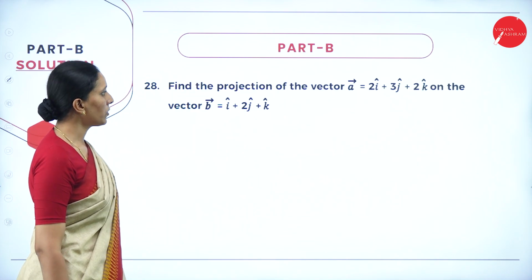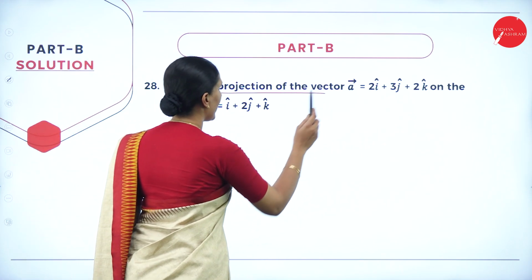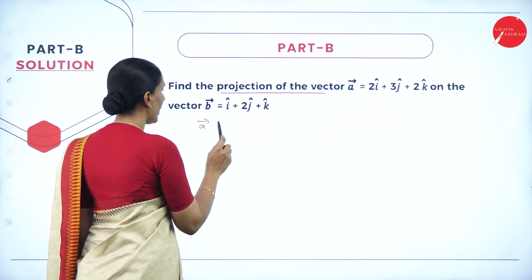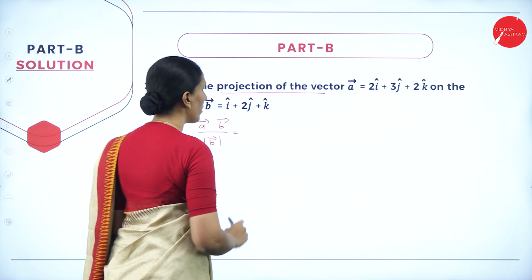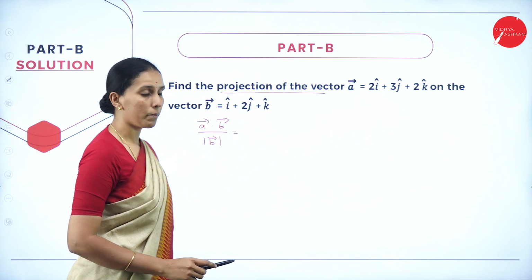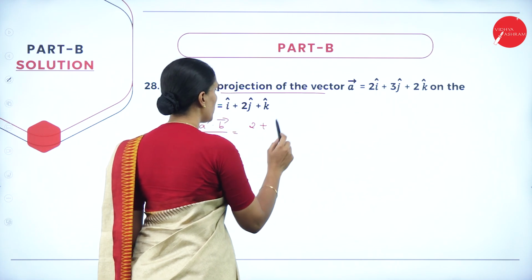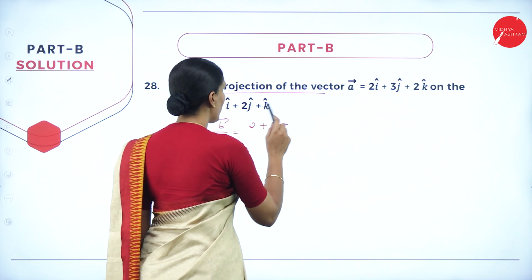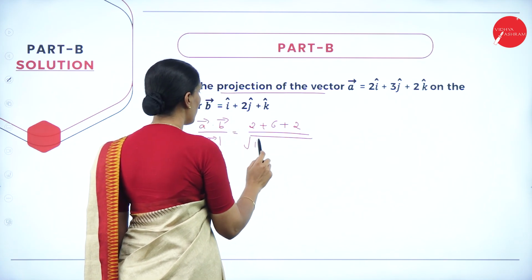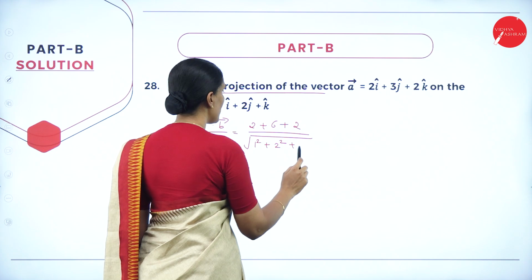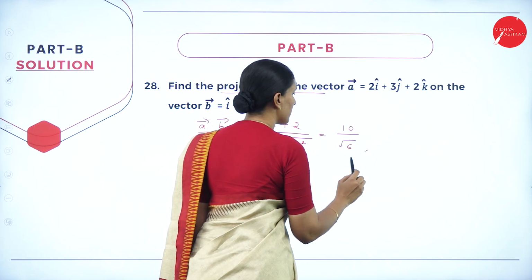Next question, find the projection of the vector A on the vector B. The projection of vector A on vector B is given by A dot B divided by magnitude of vector B. A dot B means just multiplying the scalar components. So 2 1s are 2 plus 3 2s are 6 plus 2 1s are 2, whole divided by magnitude of vector B, which is root of 1 square plus 2 square plus 1 square. So here we have 10 divided by root 6.